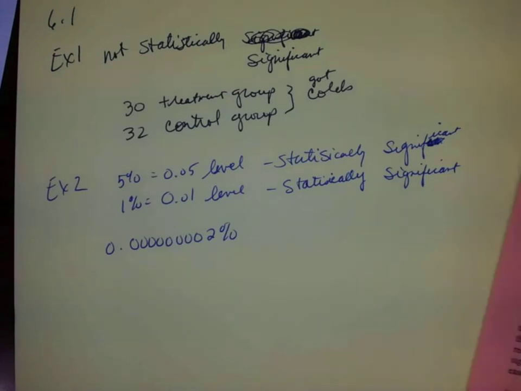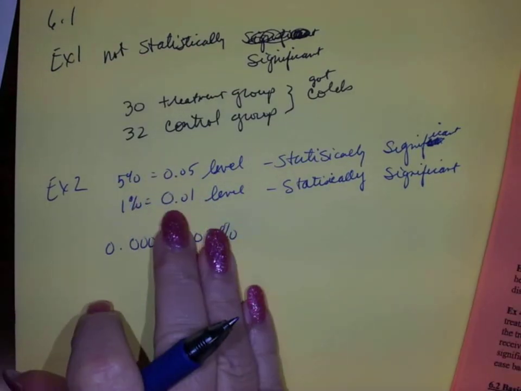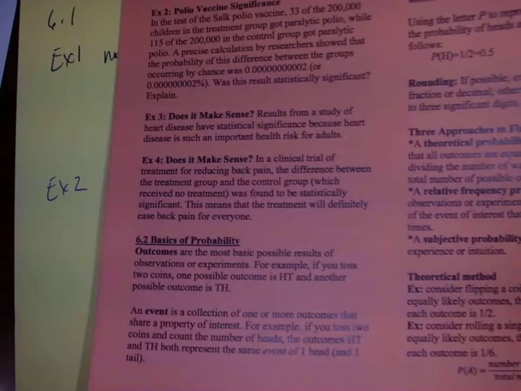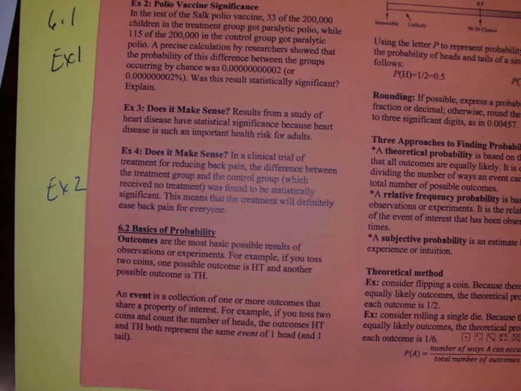All right, and those 0.05 and 0.01 levels, those are just common levels that they use in statistics, saying at this level. All right, does it make sense?